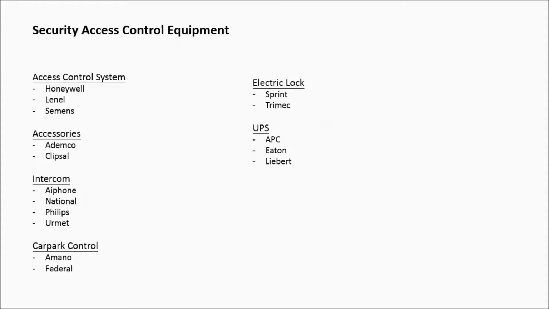For the access control central system, Honeywell, Lenel, and Siemens are a few of the market leaders. For the accessories such as door release button or dry contact, we have Adamco or Calypso. For door intercoms, we have AFIL, National, Philips, or Ermit. For car park access control, we have Amano or Federal. Electric locks, we have Sprint or Trimac. For UPS, we have APAC, Eaton, or Labor.